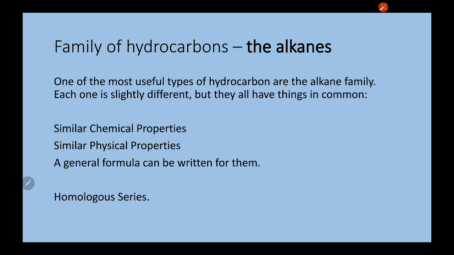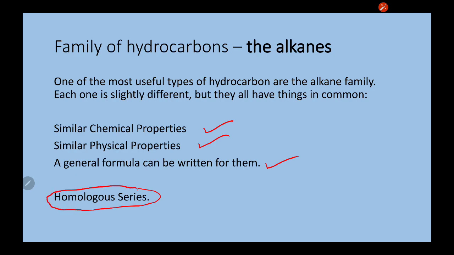But what I want you to remember is that this family is what we call a homologous series. Now, there are other homologous series out there that we will be talking about, but to identify a homologous series, something can be described as being a homologous series if it has similar chemical properties, similar physical properties, and you can write a general formula for them. So that's very important. And we'll go on and talk about each of those different things later on in each of the videos when we talk about the hydrocarbons. But the important thing is that you remember that that is a homologous series.